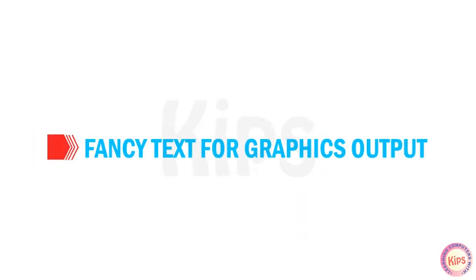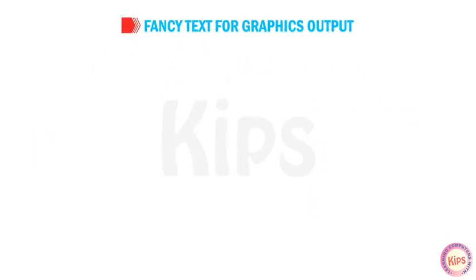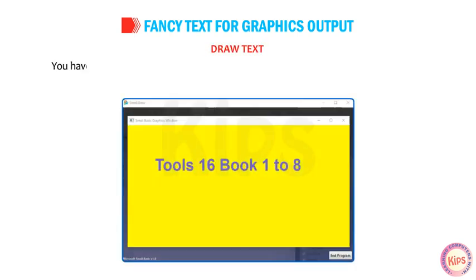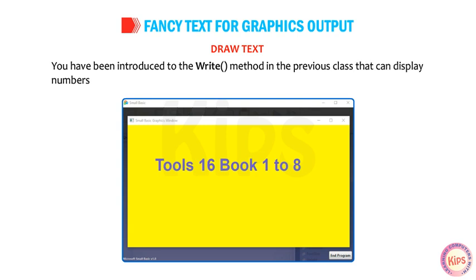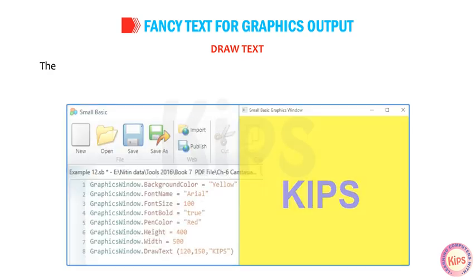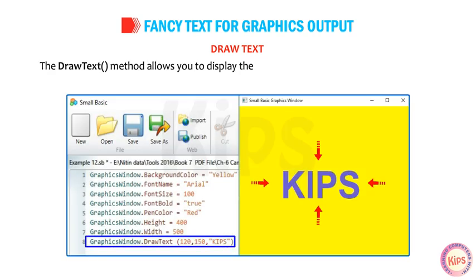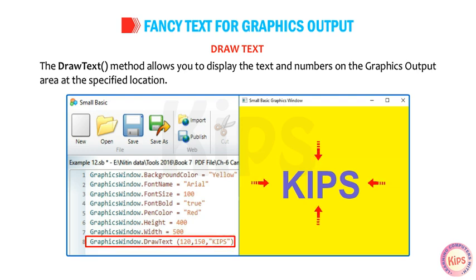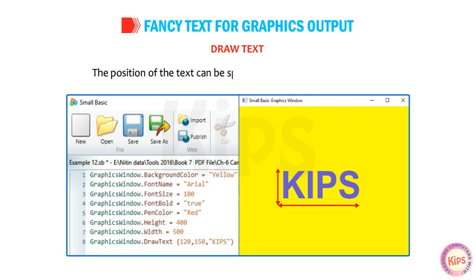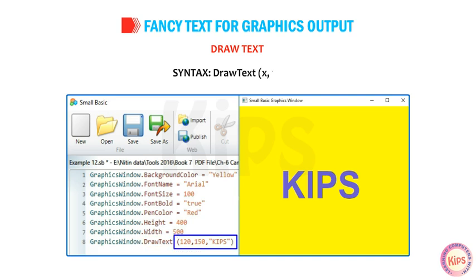Let's understand how to write fancy text for graphics output. DrawText. You have been introduced to the Write method in the previous class that can display numbers as well as strings as an output to the text output area. The DrawText method allows you to display text and numbers on the graphics output area at a specified location. The position of the text can be specified by the X and Y coordinates. The syntax is DrawText(x, y, text).